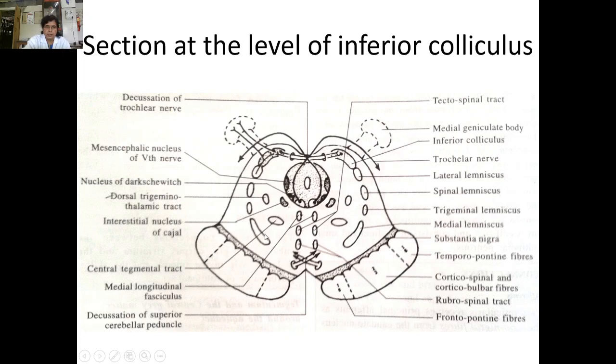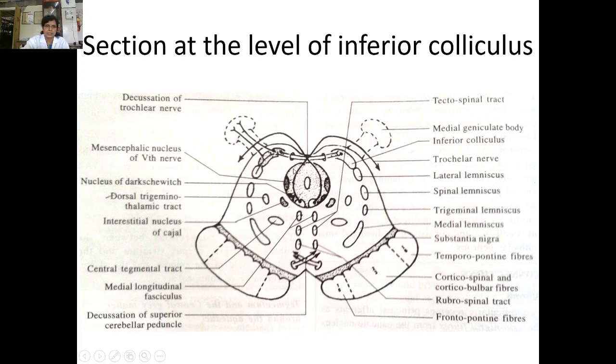Then dorsal to the medial lemniscus, there is one tract called the central tegmental tract, and you know about this central tegmental tract. Then dorsal to the medial longitudinal fasciculus, there is the cerebral aqueduct, which is surrounded by gray matter, and this gray matter surrounding the central cerebral aqueduct is called the periaqueductal gray or the central gray matter.